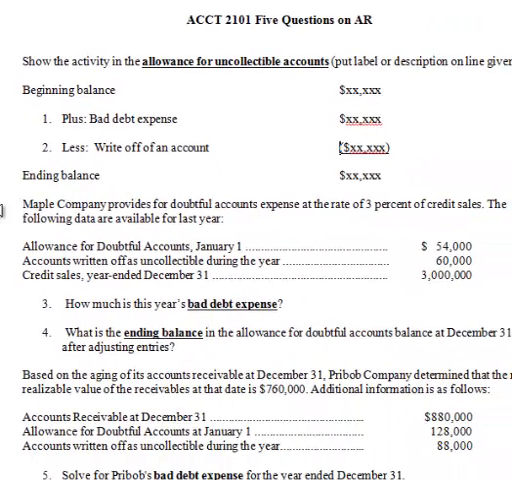Now we have a new set of circumstances that they want us to consider. Maple Company provides for doubtful accounts expense or bad debt expense at the rate of 3% of credit sales. So that's a percent of sales method. The following data are available for the year. How much is this year's bad debt expense? Well, bad debt expense should be 3% of sales. What were sales? 3 million. So it should be 0.03 times 3.